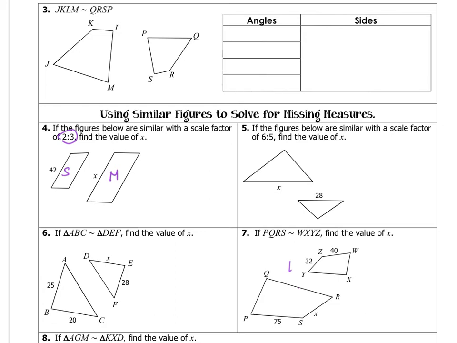How do I get rid of that? Where's my eraser? Doesn't work. All right, I'm just gonna write it over. So this is the big one. So this has to be the 2, this has to be 3, right? So because the scale factor is 2 to 3, one side for the small polygon is 42. The corresponding side in the bigger polygon would be X. So now I cross multiply, I should come out with X equals 63.